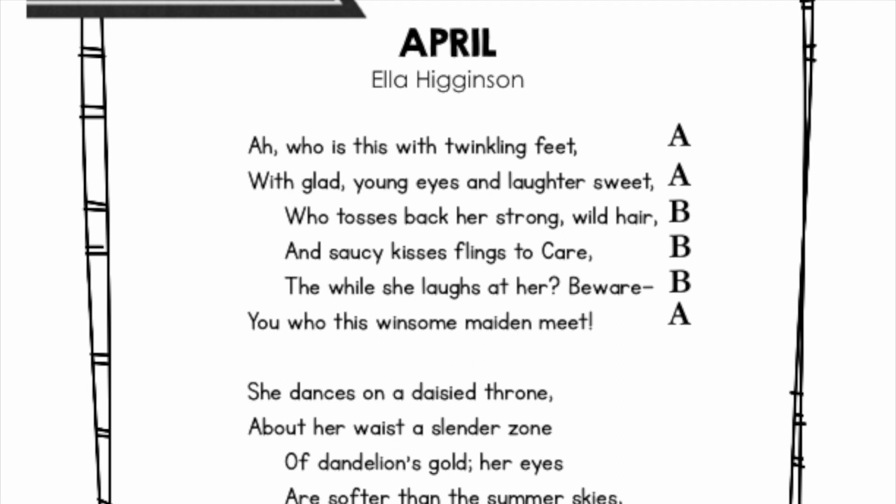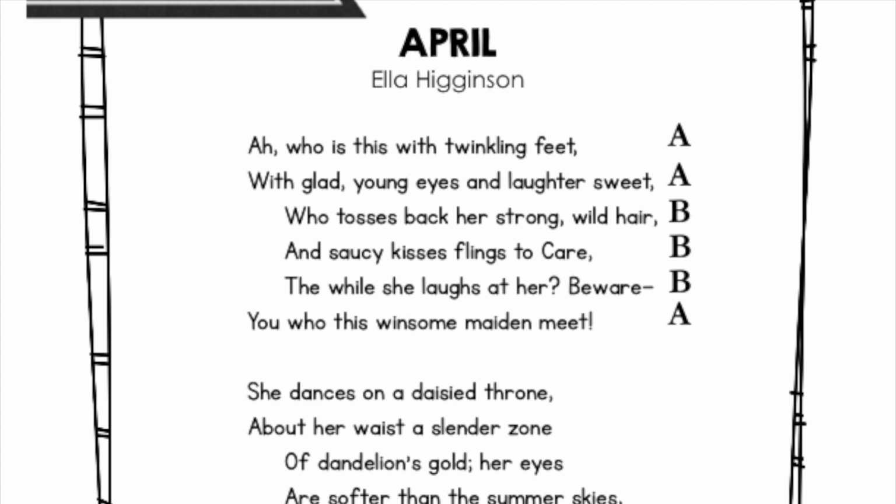So this is called April by Ella Higginson. She's kind of describing the season as a girl, a kind of fickle girl. So listen to this poem real quickly. Who is this with twinkling feet, with glad young eyes and laughter sweet?